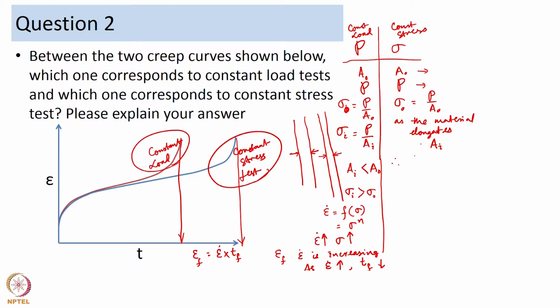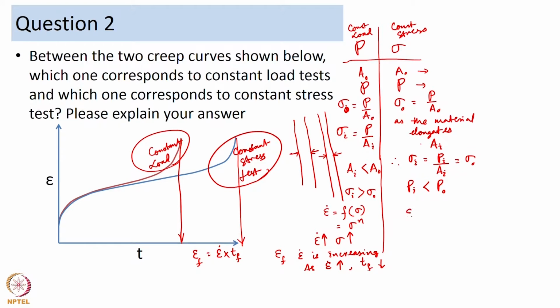So, the instantaneous stress should have been P over A I, but because you are trying to keep it constant, equal to sigma naught, you have to reduce the applied load. So, P I is going to be lower than the applied load P naught. You constantly and regularly reduce the applied load so that you can keep the stress constant.